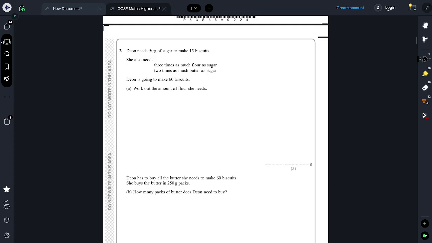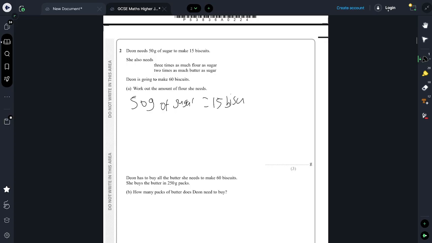So Dion needs 50 grams of sugar to make 15 biscuits. She also needs 3 times as much flour as sugar, and 2 times as much butter as sugar. Work out how much flour she needs. So there's 2 bits of information here: 50 grams of sugar equals 15 biscuits.